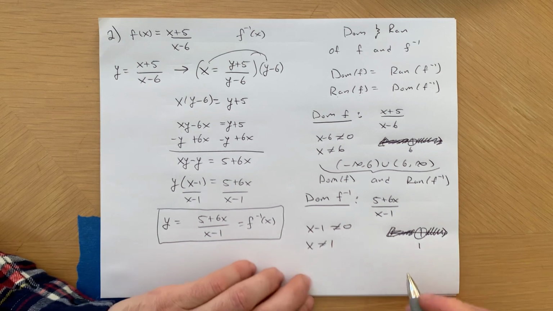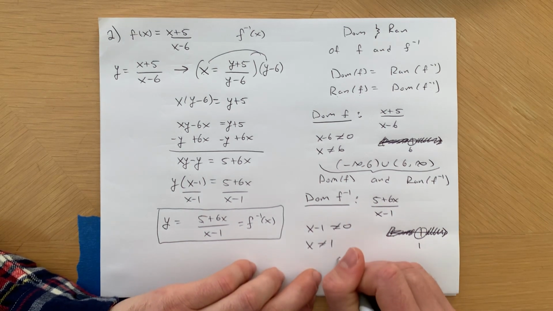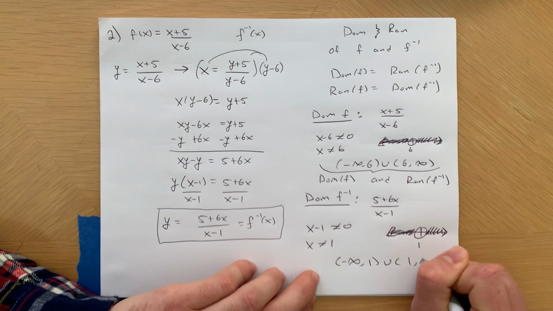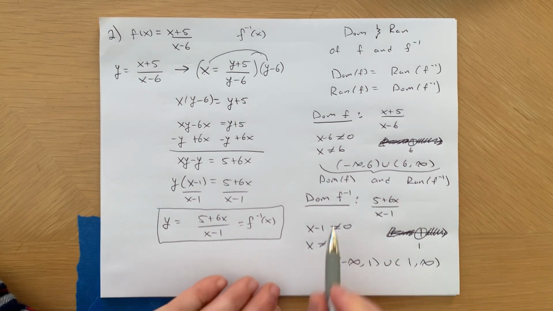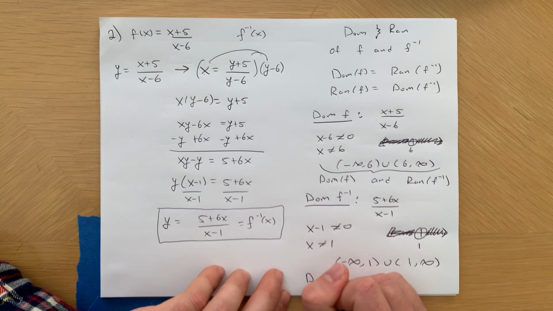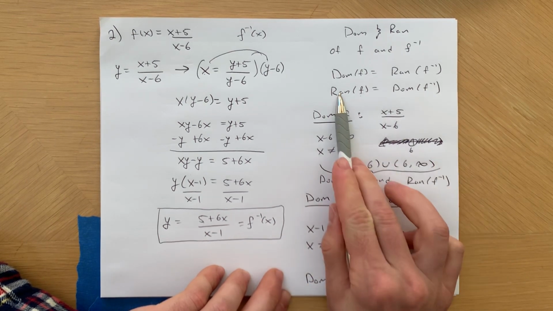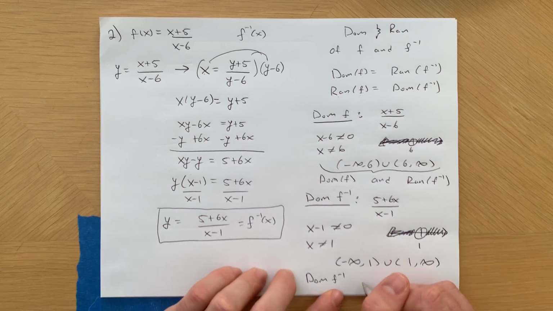So in this situation, our domain for f inverse is going to be minus infinity all the way up to 1, and then 1 all the way up to infinity. Okay, so this is the domain of f inverse. But at the same time, the domain of f inverse is the same thing as the range of f. So this piece right here is also the range of f.